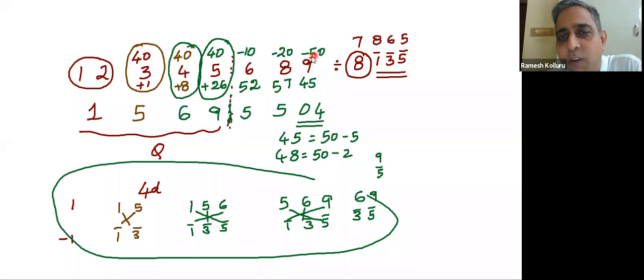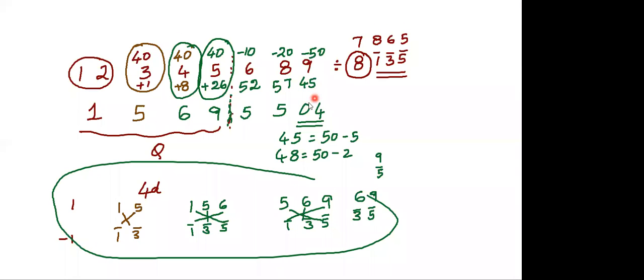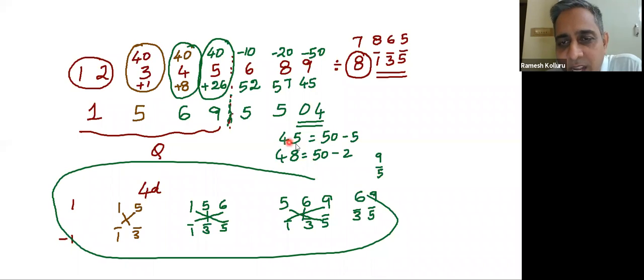If I am passing 40 and 4, if I am writing and passing 50, 59 plus 45 is going to be more than 100. Right? Yes, sir. So to avoid a 3-digit number, again 45 is written as 50 minus 5.